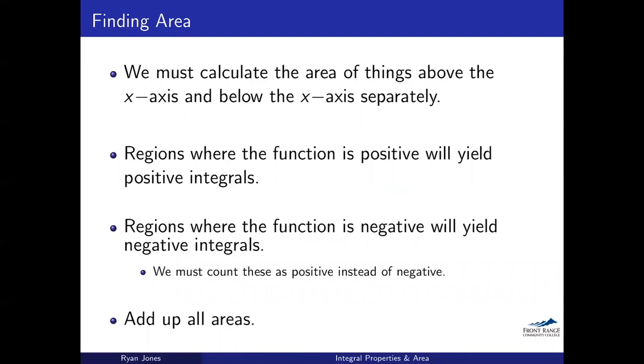And so what we're going to say is, obviously, the regions where the function is positive, the regions where it's above the x-axis, that's going to yield a positive integral. So that's fine. That just gives us positive area. That tells us the space that is occupied. But the regions where the function is negative, if you take the integral, you're going to get a negative answer, but we don't want to count that answer as negative. We want to count that as positive. So all you're going to do is just flip it. You're just going to change it from a negative to a positive. And then you just add up all those areas that you get right there. So let's go ahead and do an example.